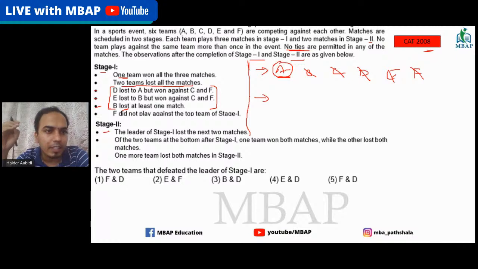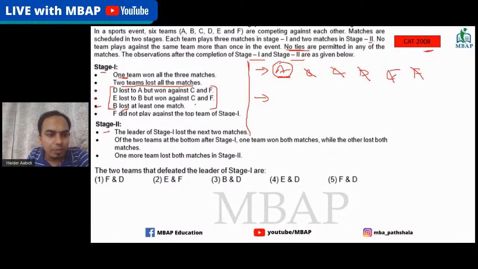Yes, in stage 1, the team which lost all the matches. Since we have found out which team won all the matches, now we have to find out the teams which lost all the matches in round 1. We already know. Yes, Raj says C and F. Yes, C and F are the teams which have lost all the matches.